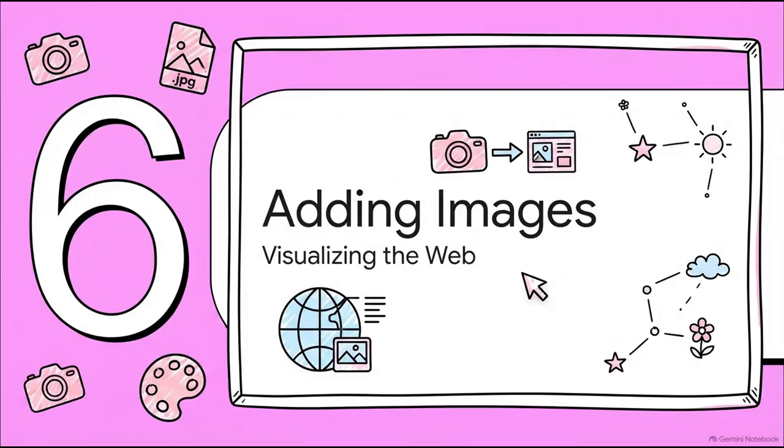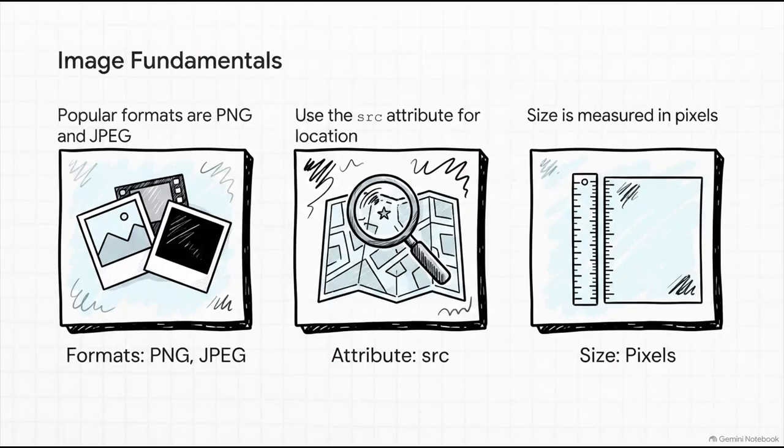Pretty slick. And finally, Section 6, adding images, visualizing the web. Let's be honest, no web page is complete without a little visual flair. Let's look at embedding graphics. The web is a highly visual medium. The most popular image formats out there for web developers are PNGs and JPEGs. You can drop these onto your page using the IMG tag.